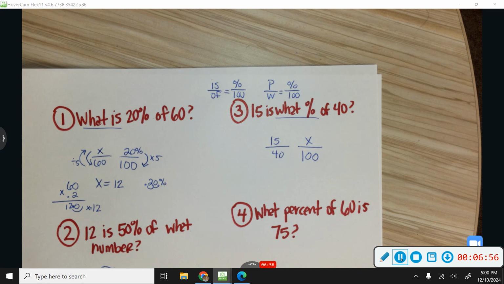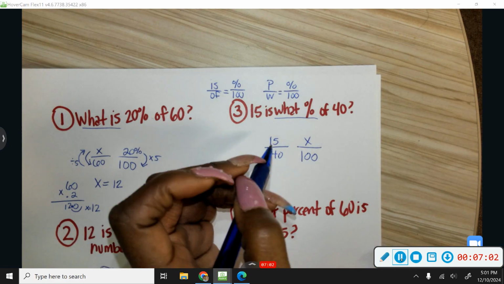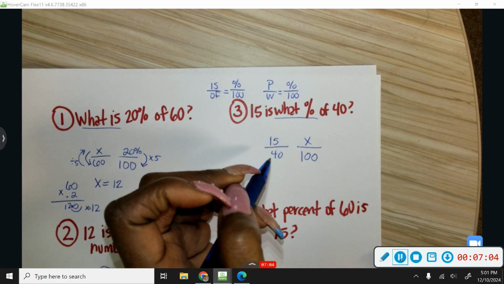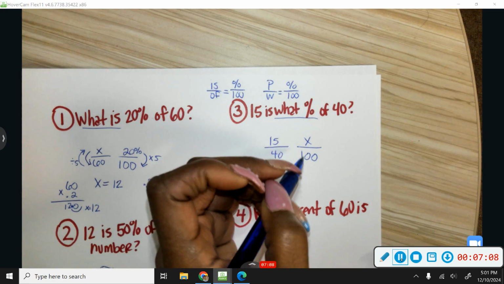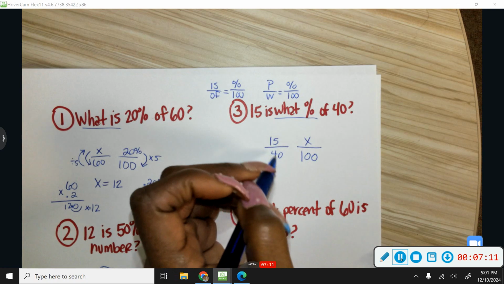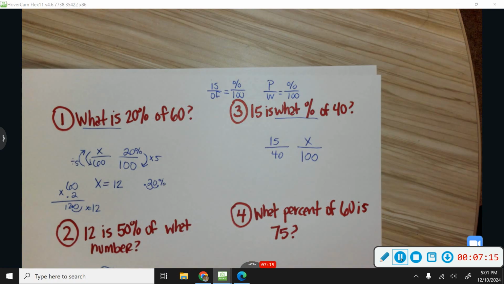Okay, now let's see what we could do. We can reduce. We can see if it's a number that goes into both 15 and 40. We can cross multiply. We can look for the relationship. So there's several different ways that we can kind of handle this. So let's look at it.